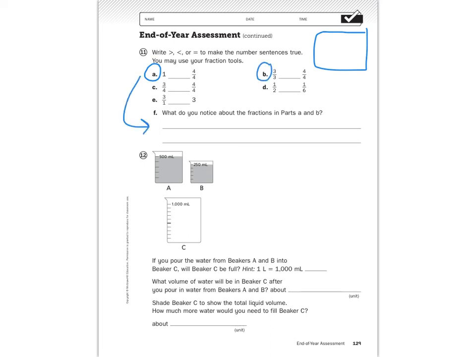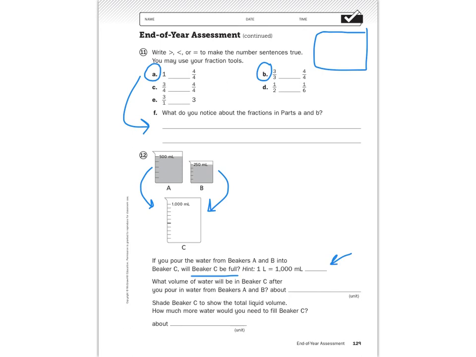Number 12, this is very similar to a test question that we had within the last quarter, where if you take beaker A and you take beaker B and you put them into beaker C, will beaker C be full? So will it go all the way up to this 1,000 milliliters? And then you're going to put yes or no.